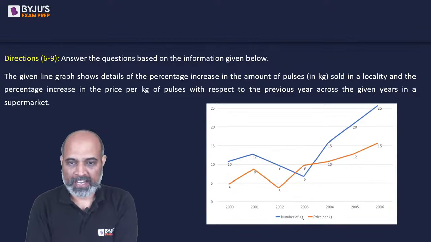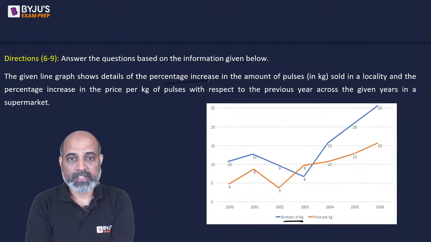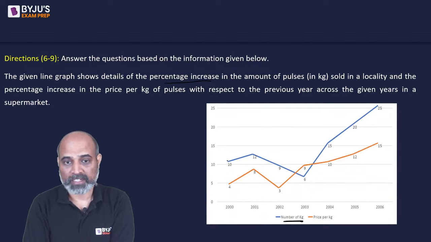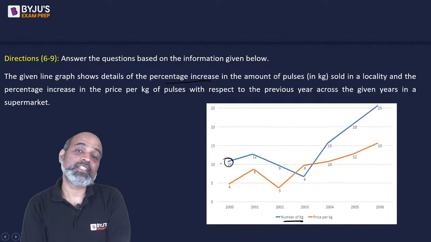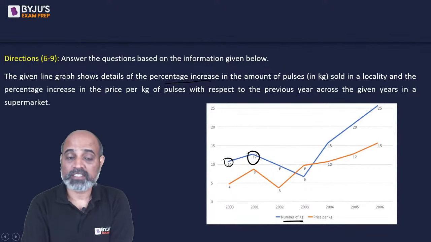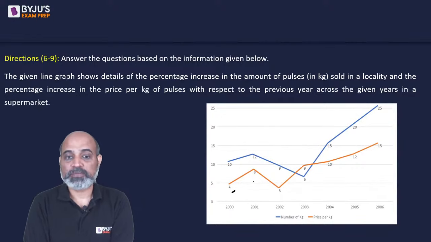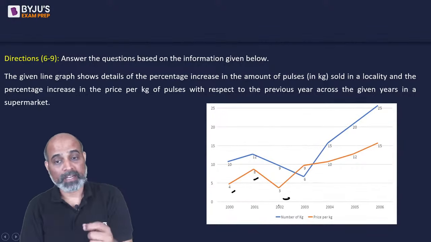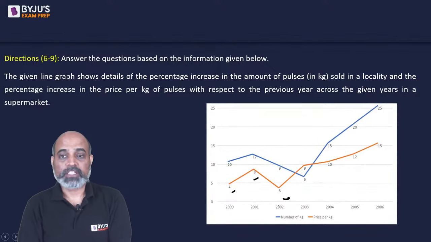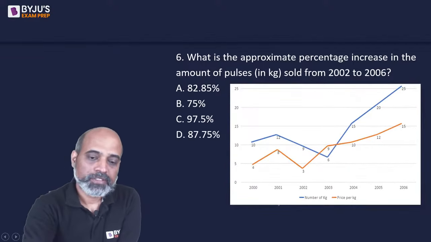So we have the number of kg, which is blue, okay? And these are percentage increases. These are not value-wise increases, right? Of course, you can understand that this is a 10% increase as compared to the previous year. This is a 12% increase as compared to the previous year. So this is successive in nature, right? And the percentage increase in the price per kg: the orange one is about the price, the blue one is about the volume. So it's volume and value that we are looking at with respect to the previous years for all of these. Okay, now let's look at the questions.